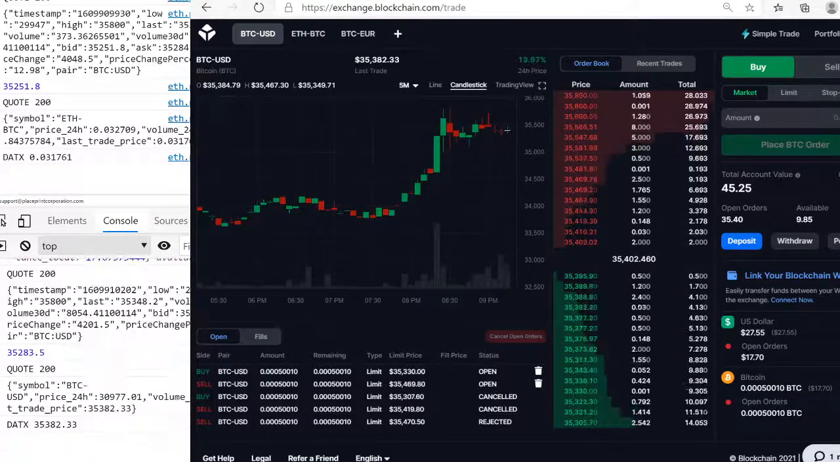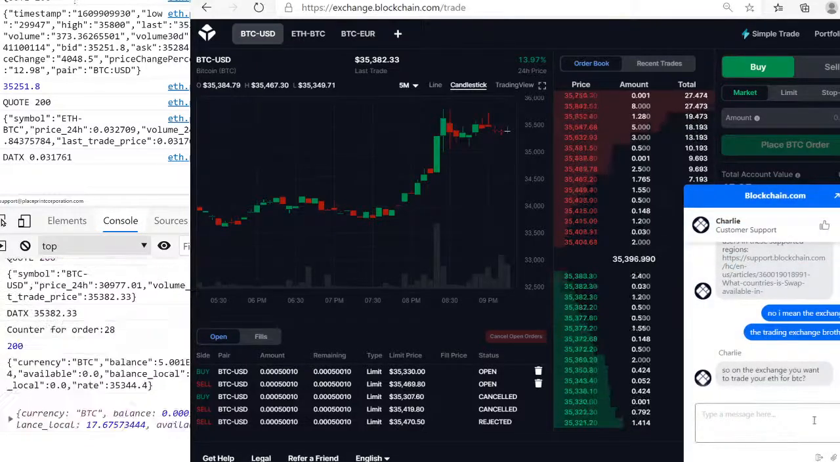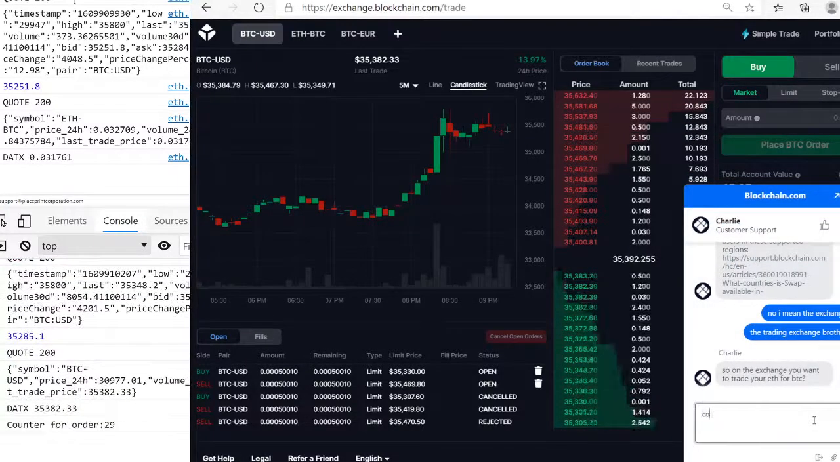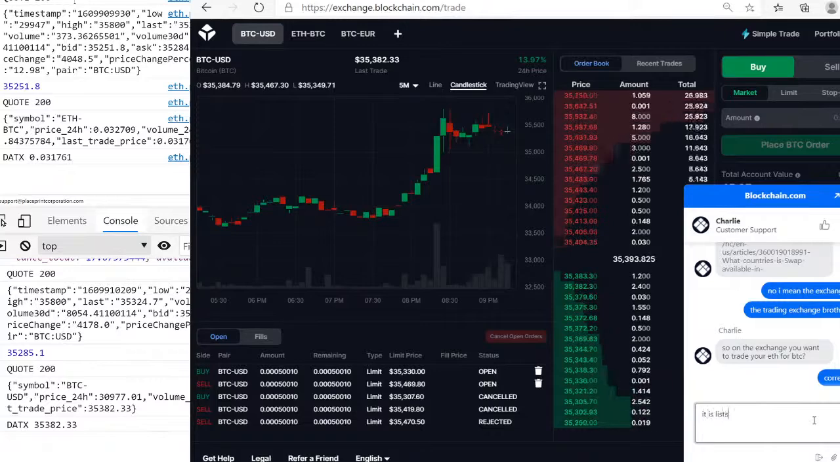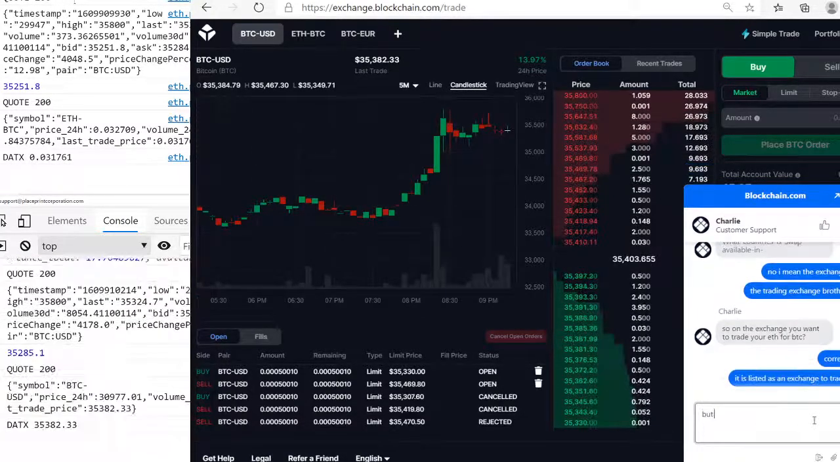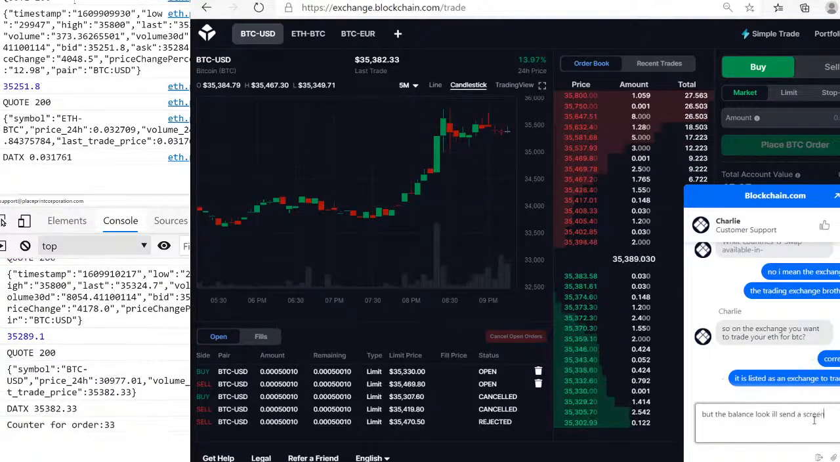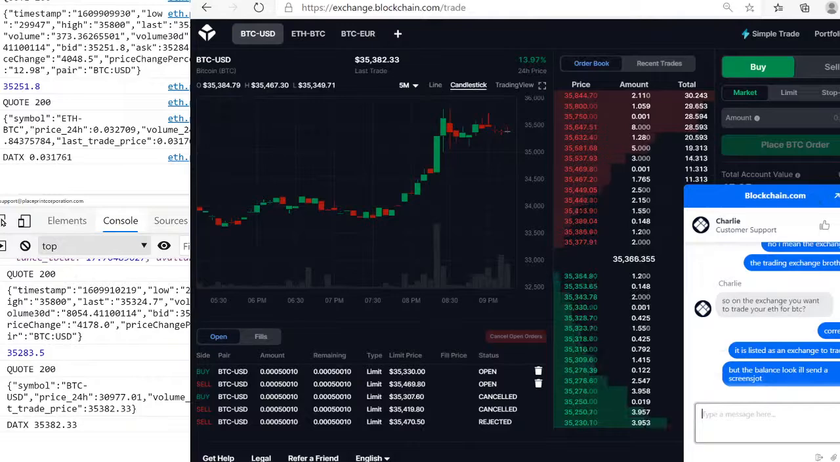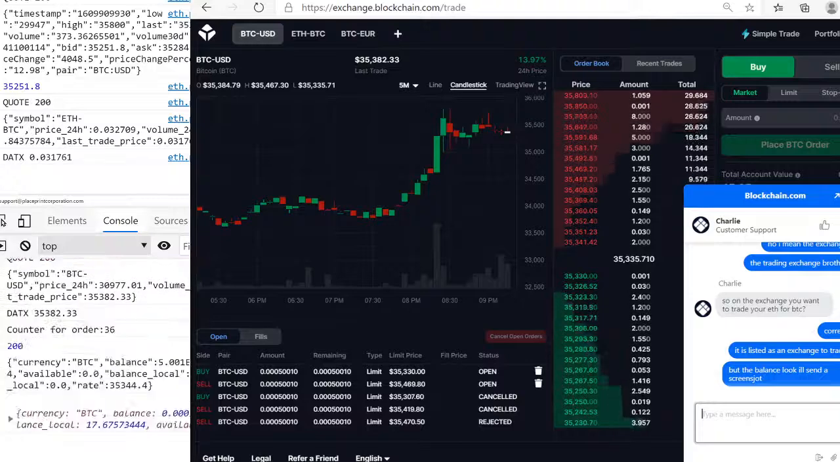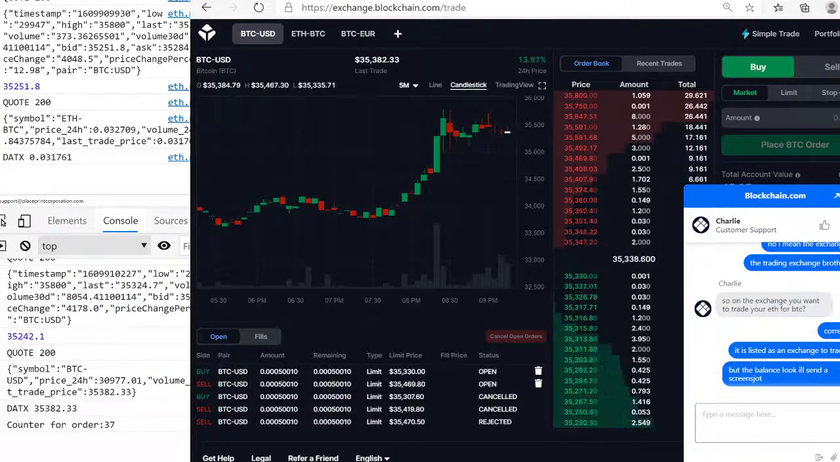That's exactly right. And so there was a question earlier by Alexander. Correct. It is listed as an exchange to trade, but the balance, look, I'll send a screenshot. They're really good support at blockchain.com. And really, you didn't even have to verify. You just have to get approved. You have to give your name and your primary residence.